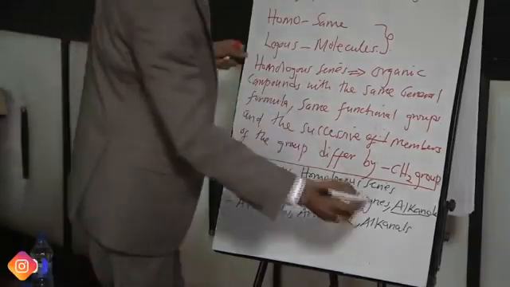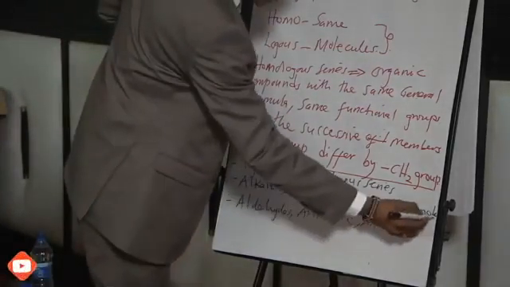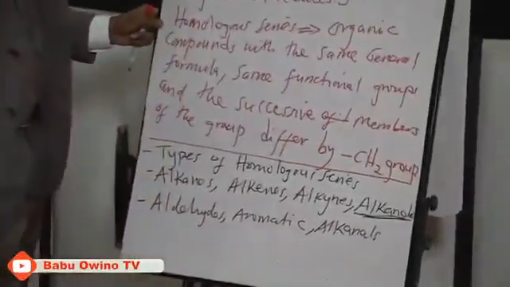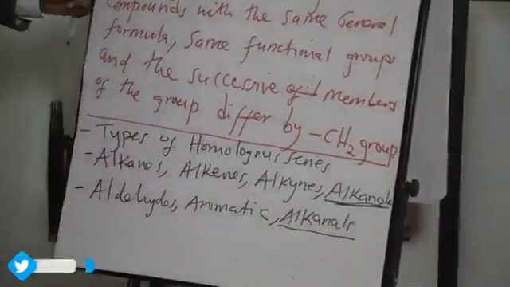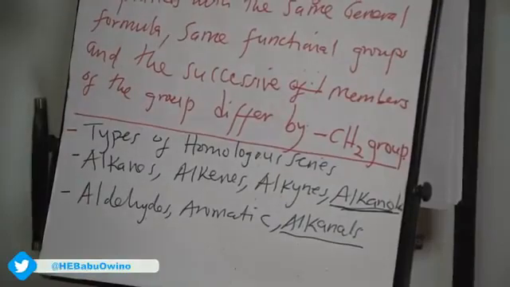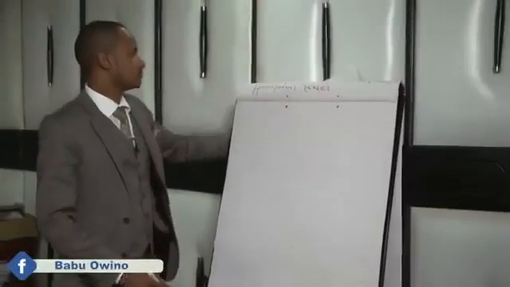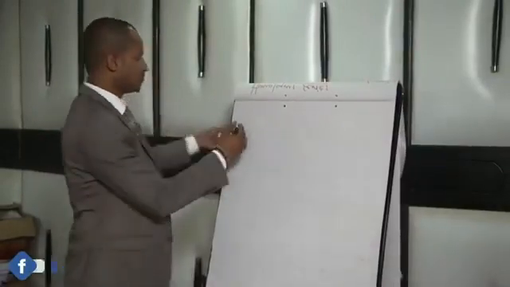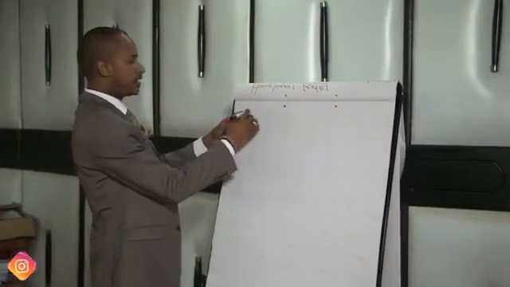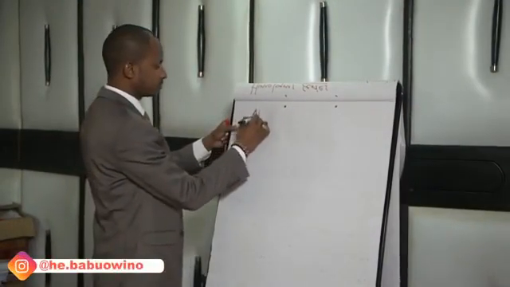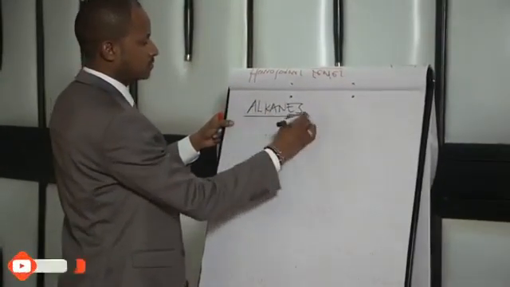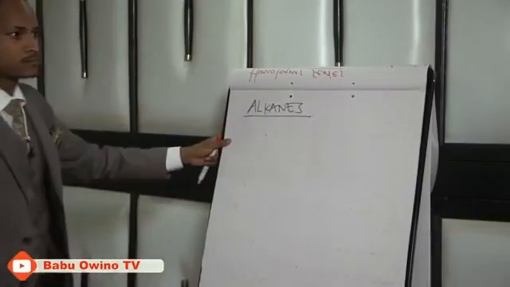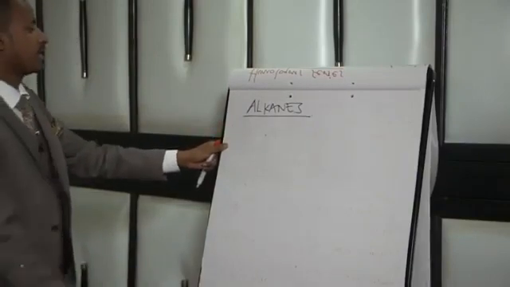So what we drink, what our parents drink normally, comes from alkanols. If you take alkanals, you become blind or you die. So from here we'll start with alkanes. We start with alkanes.